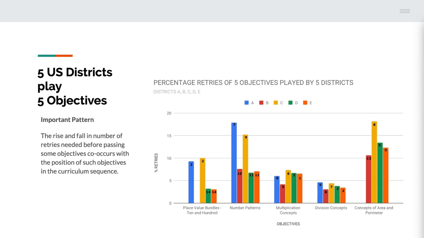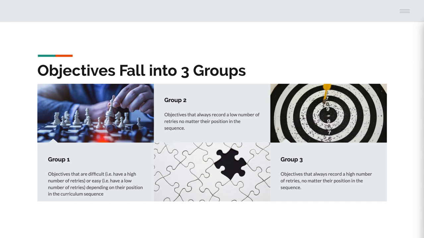From analyzing sample data, we can see an important pattern that the rise and fall in the number of retries needed before passing some objectives co-occurs with the position of such objectives in the curriculum sequence. Using this pattern, we categorize the objectives into 3 major groups. Group 1 objectives are difficult, that is, they have a high number of retries, or easy, that is, they have a low number of retries, depending on their position in the curriculum sequence. Group 2 objectives have a low number of retries no matter their position in the sequence, while Group 3 objectives have a high number of retries no matter their position in the sequence.